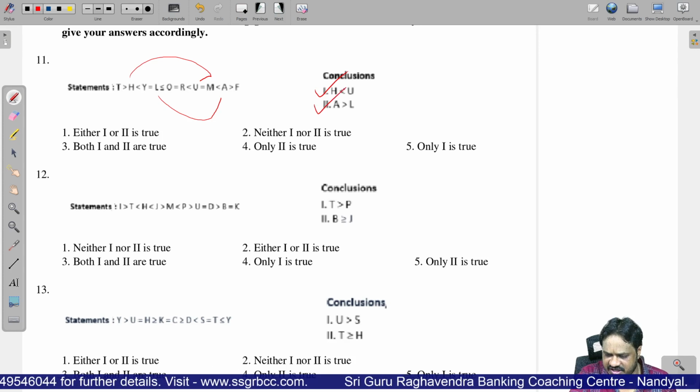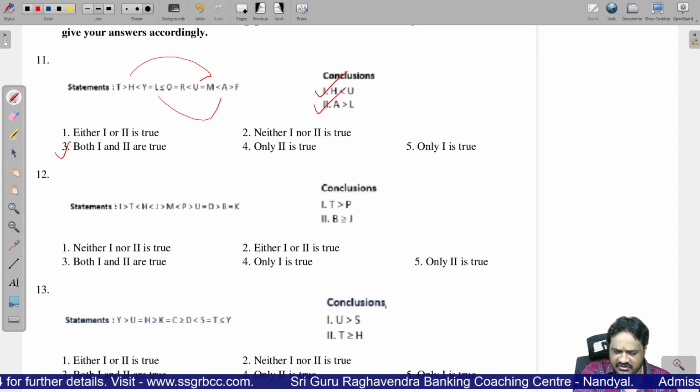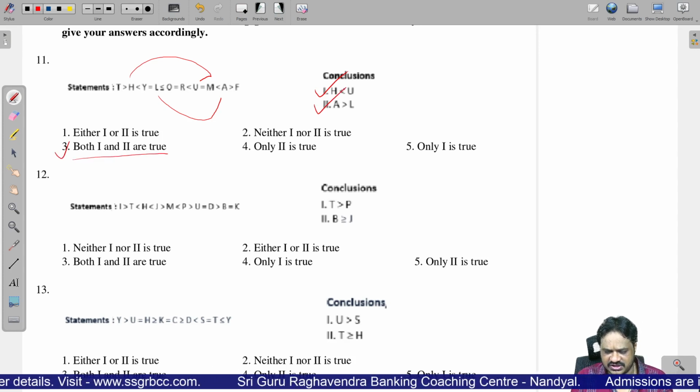Therefore, L less than A or A greater than L definitely follows. That means both 1 and 2 follow. Next one: I greater than T, T less than H less than J greater than M less than P greater than U is equal to D greater than B is equal to K.